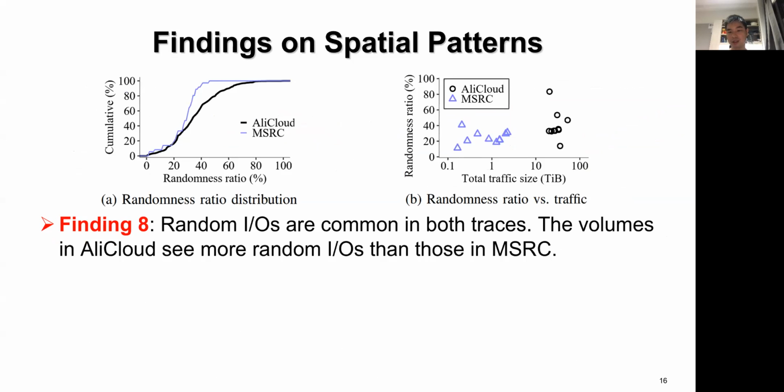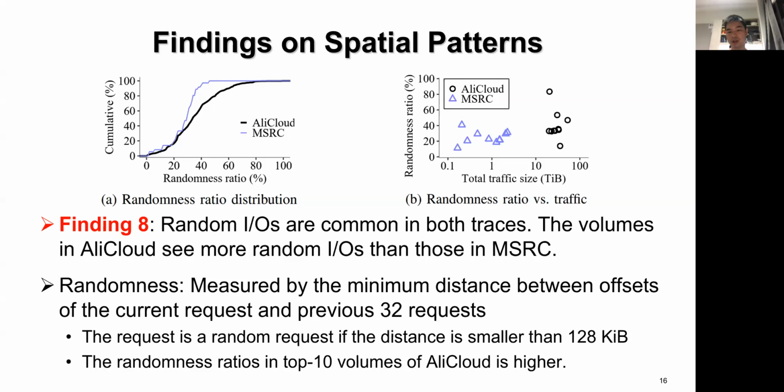At the first finding on spatial patterns, we investigate the randomness of each volume. We measure the randomness of each volume by calculating the percentage of random requests. We say a request is random if the minimum distance between offsets of the current request and the previous 32 requests is smaller than 128 kilobytes.